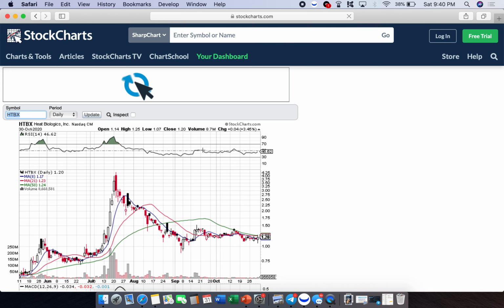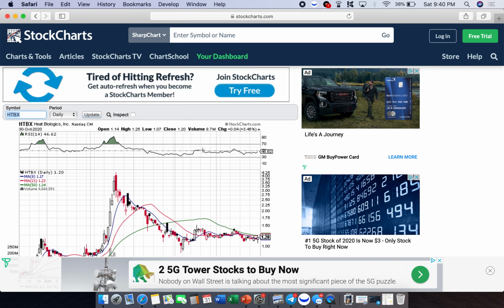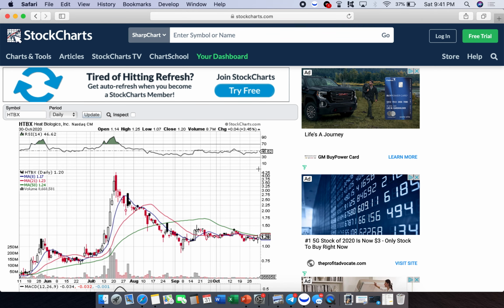So RSI is the relative strength indicator. What this actually means is it's just a measure of whether the stock is being overbought or oversold. Overbought means it's over 70. Oversold means it drops below 30. It deals with the inflow and outflow of people trying to buy the stock.